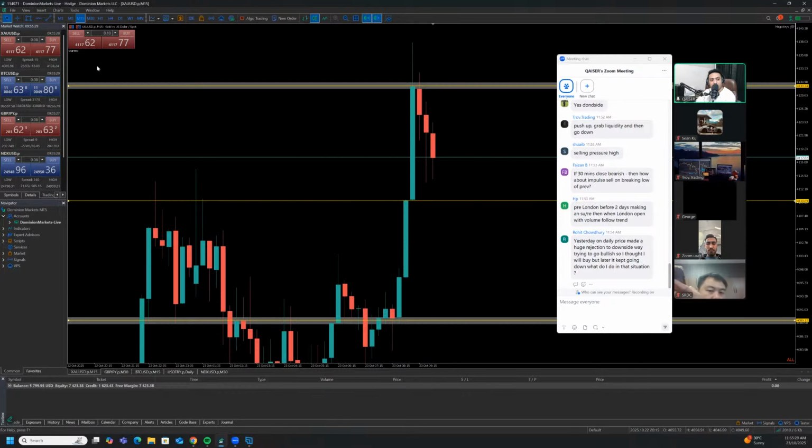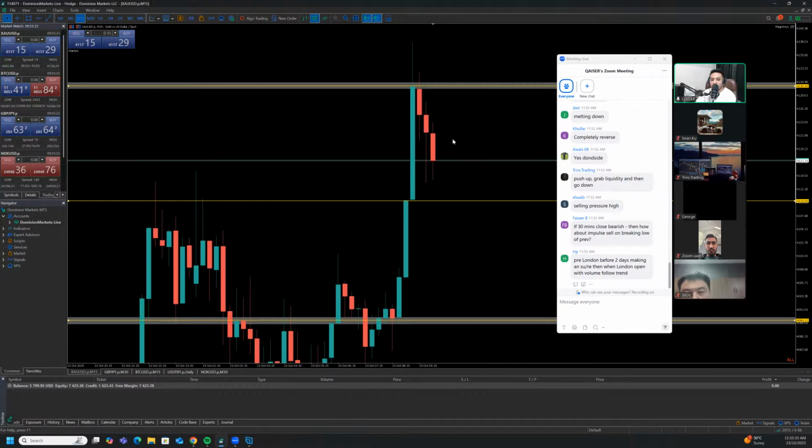And it would be great if there's a 15-minute candle closing in a bearish form, another candle closing in a bullish form, and then the next candle creates the chance to break the low.